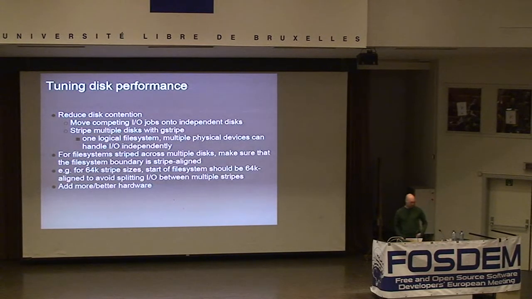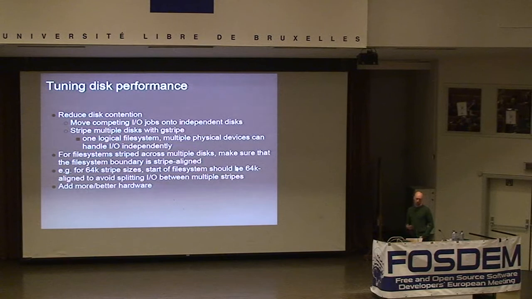Okay, so suppose we've identified a disk problem, or we think we're seeing some higher disk latency. What can we do to fix it? Well, disk is typically a shared resource that's accessed by many processes, and if this sharing of the resource is what's causing your problem, the obvious answer is to make it not shared. So you can reduce disk contention by moving the I/O jobs. If you have two processes that are each doing I/O to the same disk, either move them onto independent disks, or if you can't restructure the application to use separate paths, you can look at striping multiple disks with something like GStripe so that you provide one logical file system to the applications, but they're actually backed by multiple physical devices, and each of those can handle the I/O independently if things work out nicely.